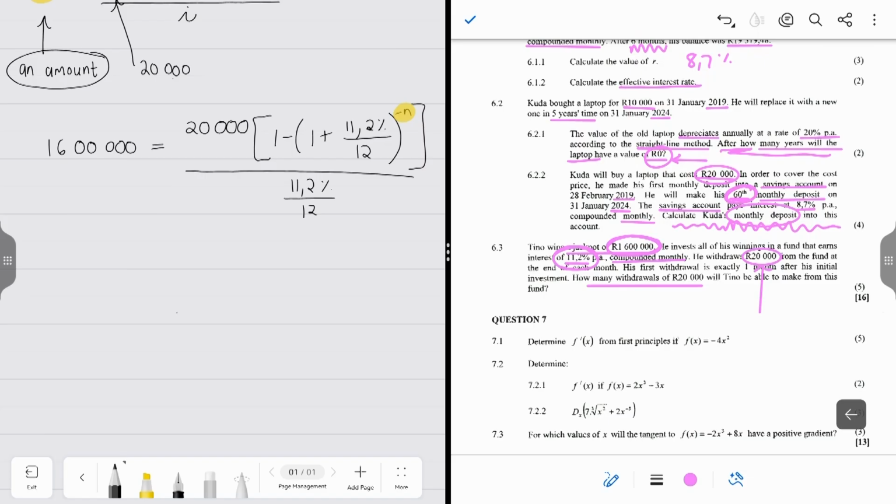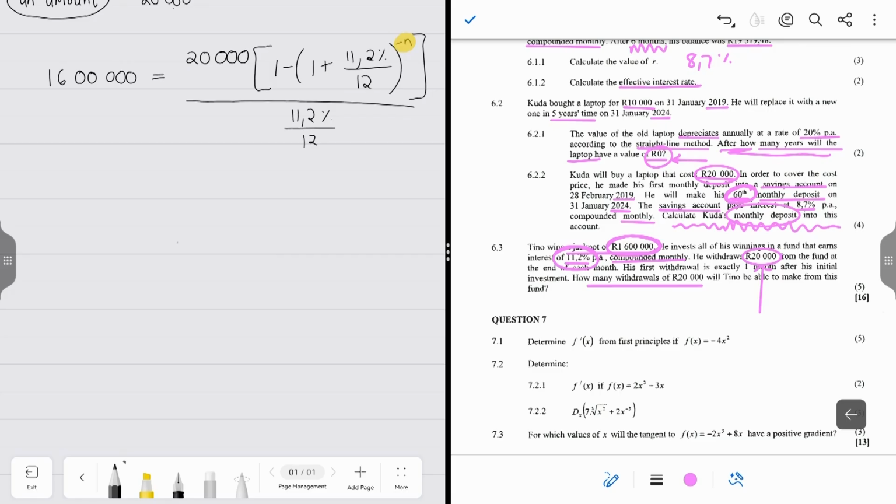It's almost like, when will the loan be paid off? But it's not a loan, right? Okay, let's go. Let's find N. We know when we're looking for N, there is most likely going to be logs being used. So let's get N on its own.